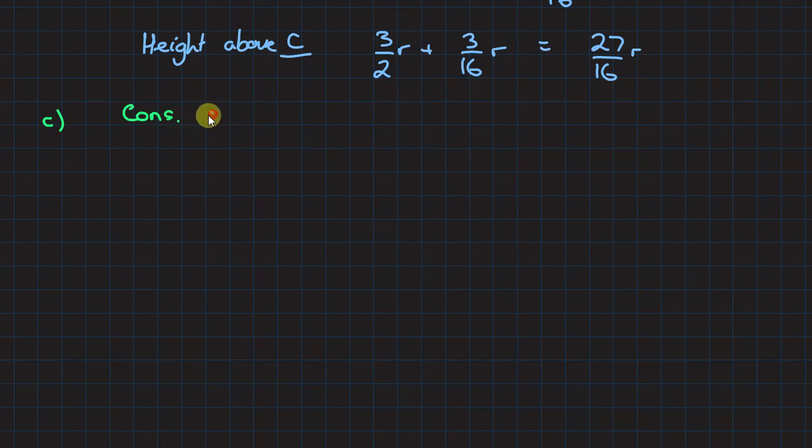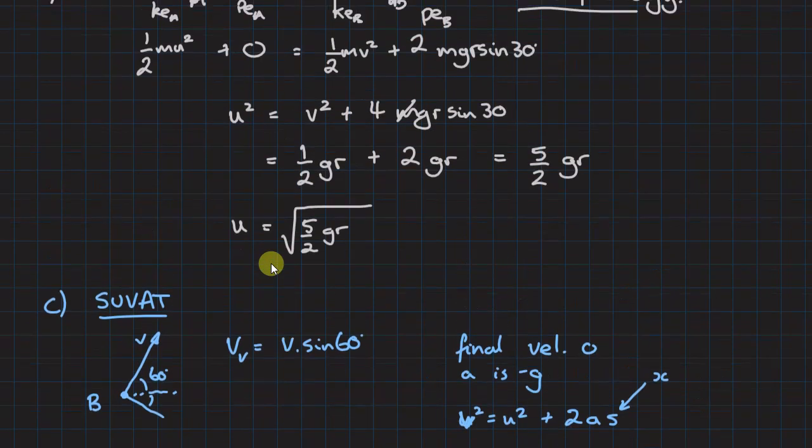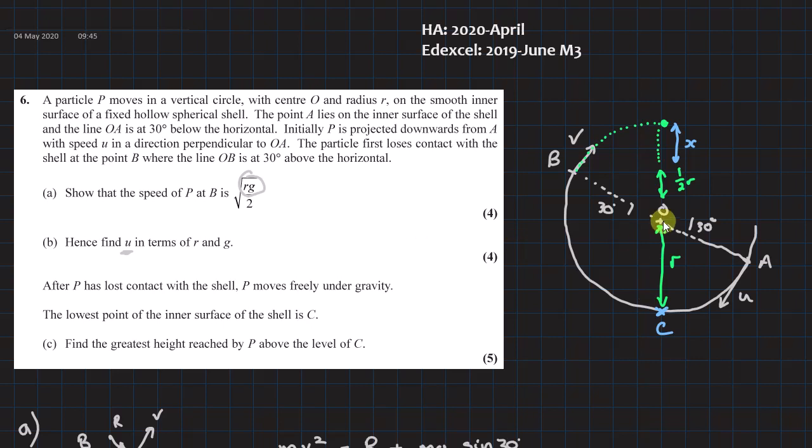Conservation of energy method. So we can take point A, need to remember A, and we're going to do conservation of energy above C. So the KE is 1/2 mu squared. Potential energy at A is plus m times g, and notice this is a radius and then down radius times sine of 30.